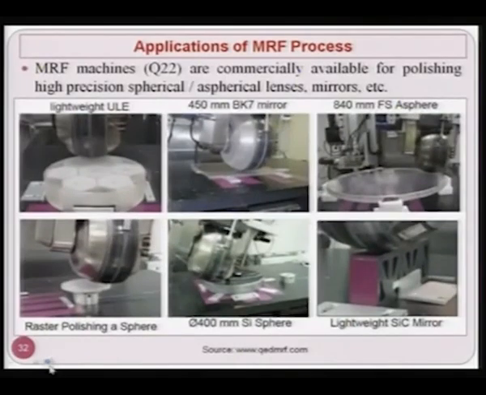Now, many applications are shown here. MRF machines, Q22, are commercially available for polishing high precision spherical and aspherical lenses, mirrors, etc. You can see here the way these surfaces are being finished in different cases. This is the lightweight ULE 450 millimeter BK7 mirror, 840 millimeter AF sphere, then raster polishing a sphere over here, and this is a silicon sphere being polished, and a lightweight silicon carbide mirror is being polished. Thank you very much.